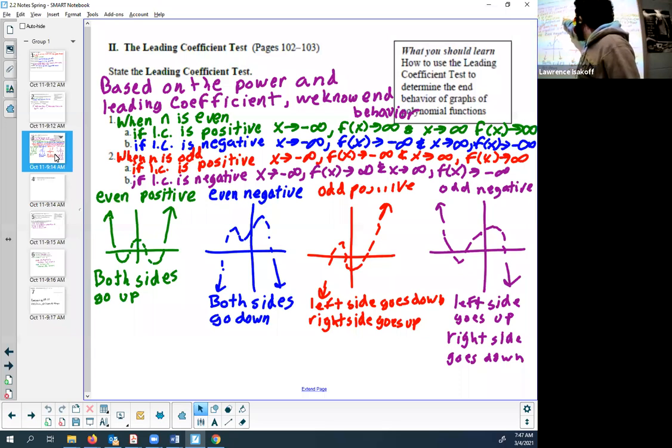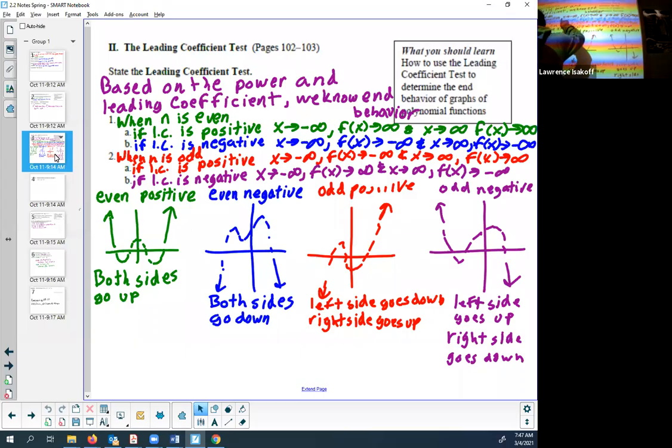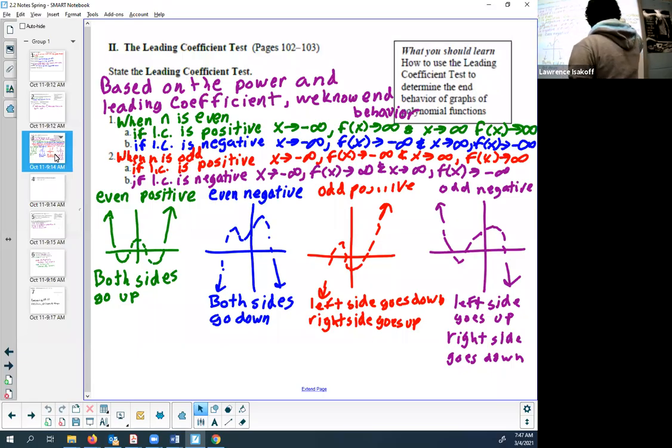So what this is saying, as x goes to negative infinity, so negative infinity is the left side, f of x, our function, goes up to positive infinity. So basically it's saying left side goes up, and then this says as x approaches infinity, so that's the right side, f of x also approaches infinity. So what this statement in green is saying here is just both sides go up.